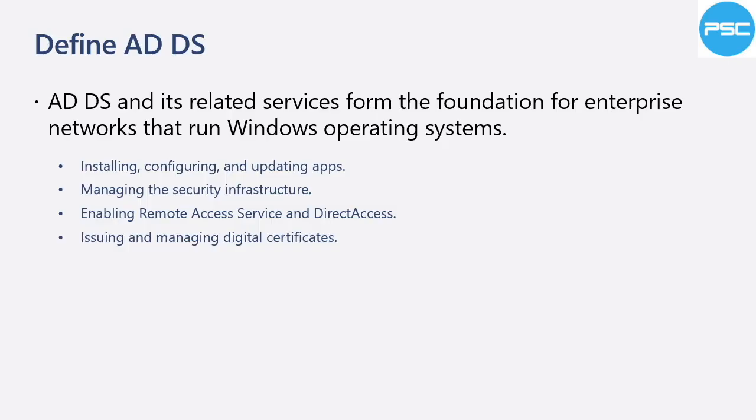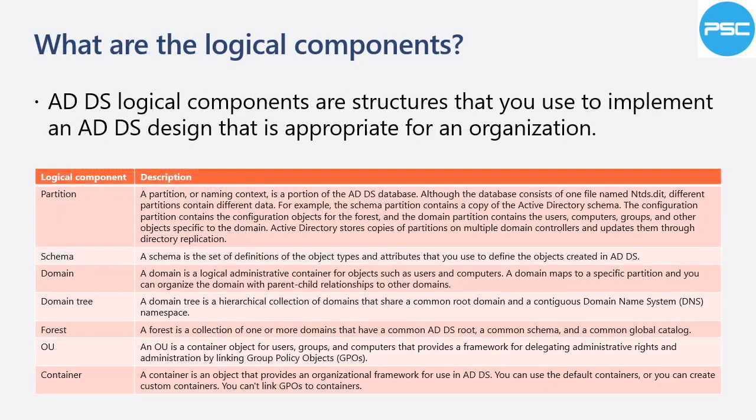In addition, you can use ADDS options to perform actions such as installing, configuring, and updating apps, managing security infrastructure, enabling Remote Access Service and DirectAccess, as well as issuing and managing digital certificates. ADDS logical components are structures that you use to implement an ADDS design that is appropriate for an organization. The following table describes the types of logical components that an ADDS database contains.